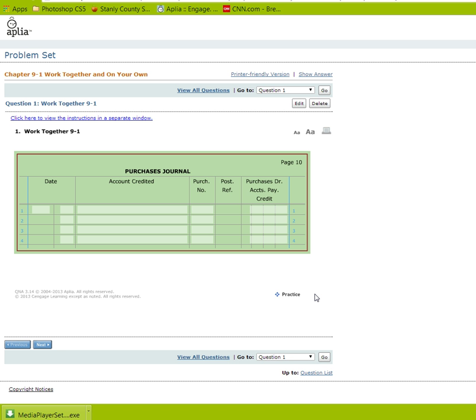Alright, let's do the work together 9-1. You have a purchases journal for Lambert Hardware. You're going to use the current year. You're going to journalize these transactions on page 10 of the purchases journal. So purchases journal, page 10. Purchase invoices are abbreviated as a P. So on October the 2nd, you purchased merchandise on account from American Tools, $1,230, purchase invoice 116.